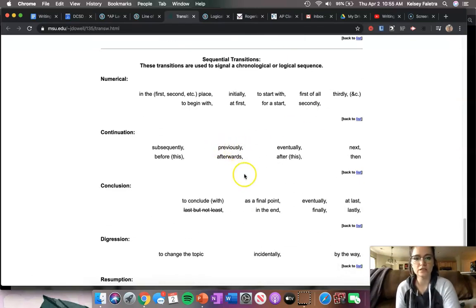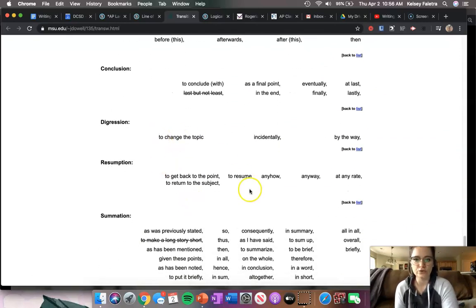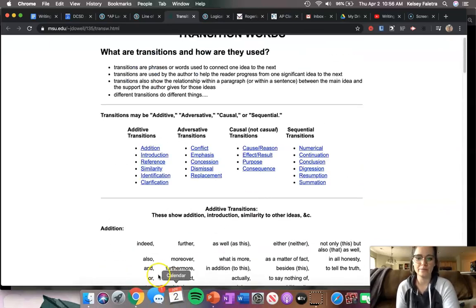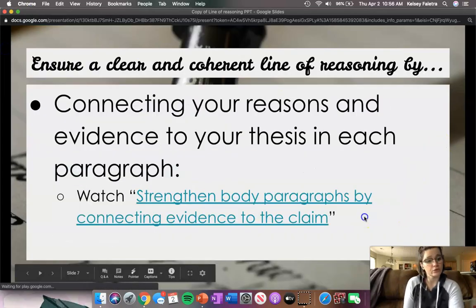Sequential, we use these a lot. Subsequently is a lot better than secondly, right? Thirdly is kind of boring, right? So we want to try to use words that don't feel too informal or conversational. So for example, to get back to the point is one that usually means that you have gotten off the point in the first place. So we don't want to acknowledge that, okay? Not in formal writing anyway. Okay? That is linked to this PowerPoint, so make sure that you use those to your advantage.